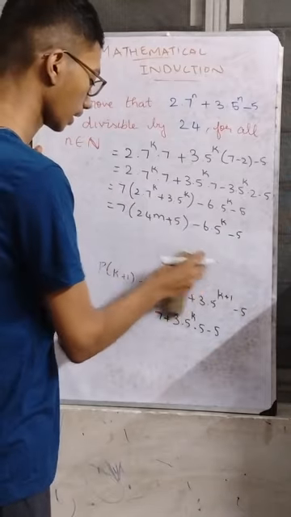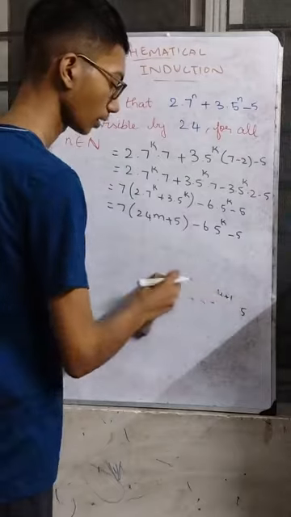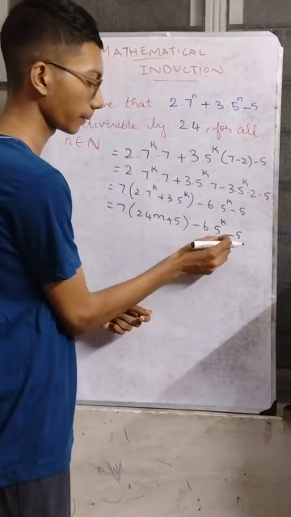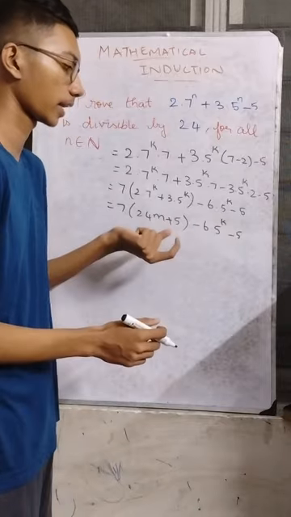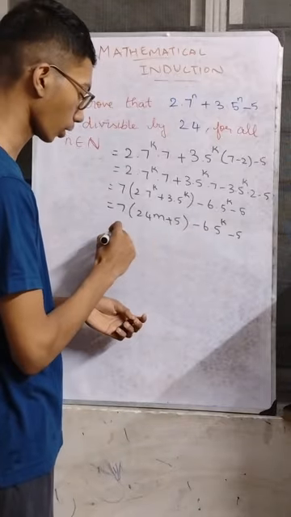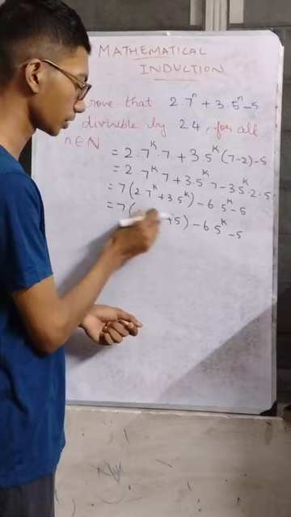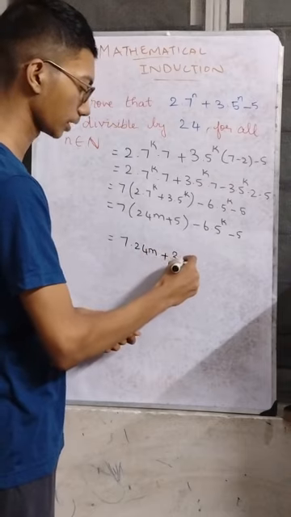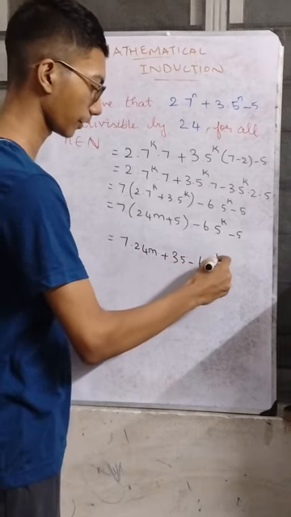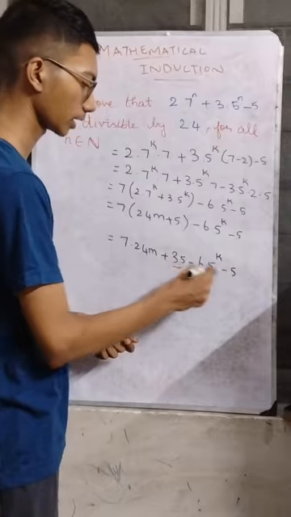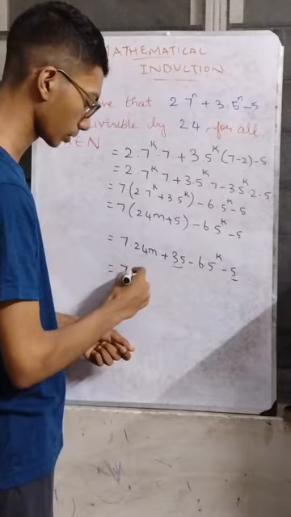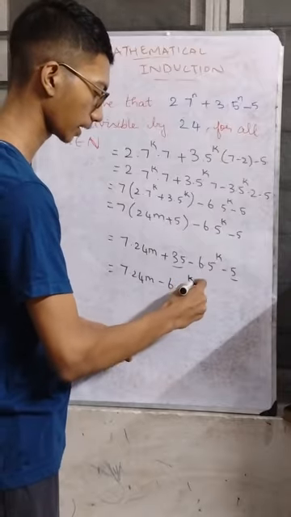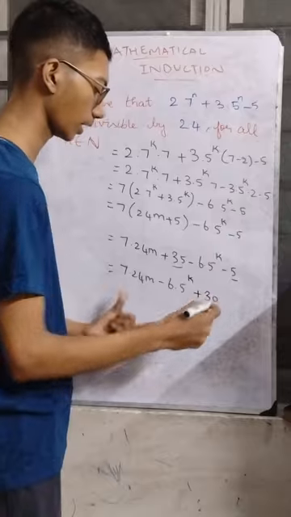So now this will be an easy step. The only thing is we are still not at the end because of this 5 power k. We don't want this power k here. We can't use that anywhere. So what we are going to do is distribute this 7. So we have 7 times 24m plus 35 minus 6 times 5 power k minus 5. We can add these two. So 7 times 24m minus 6 times 5 power k plus 30 is what we have here.